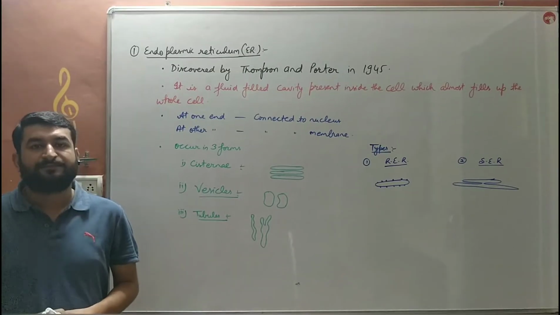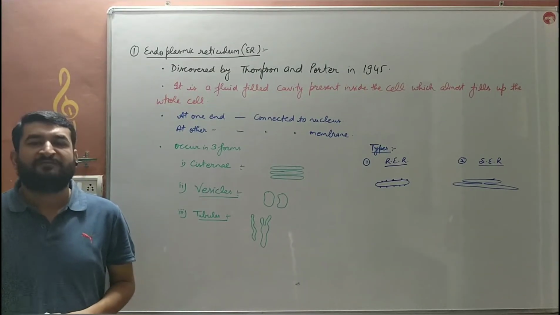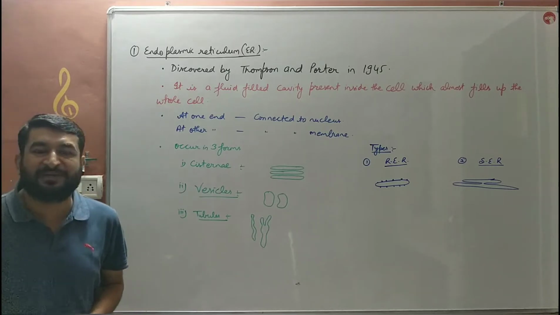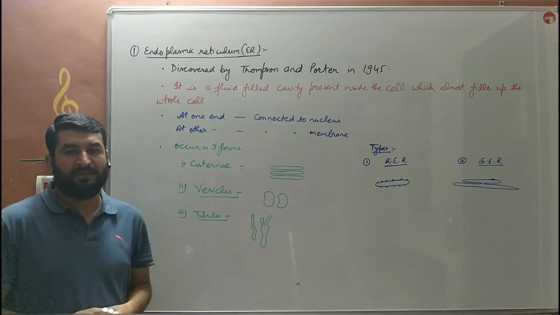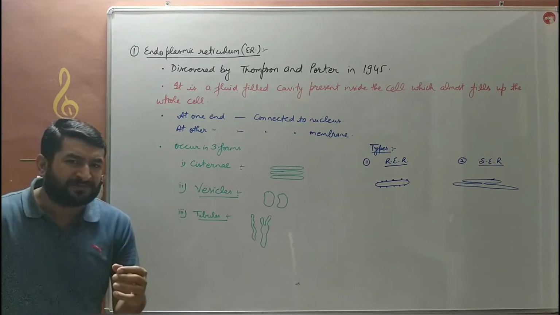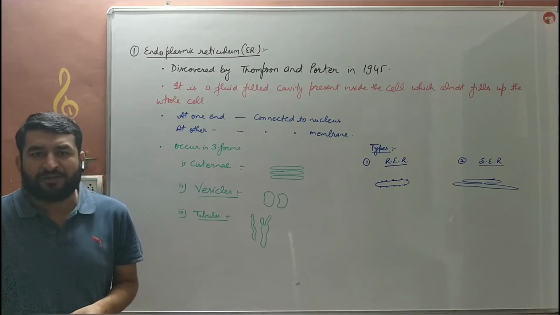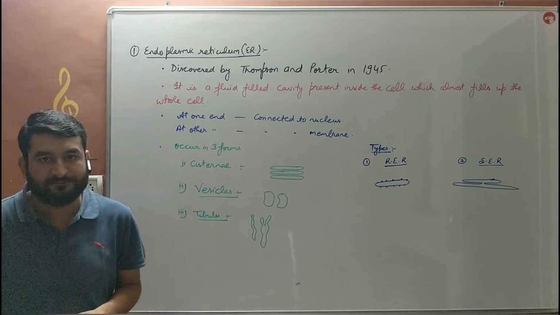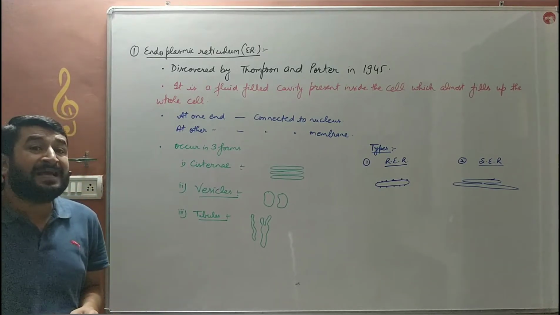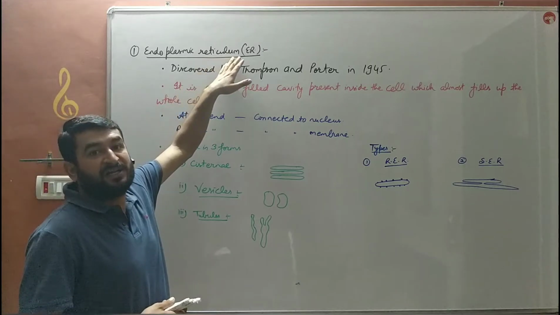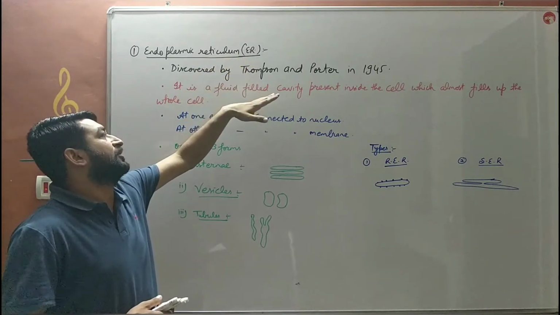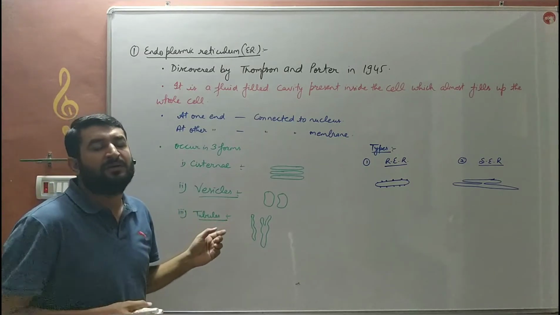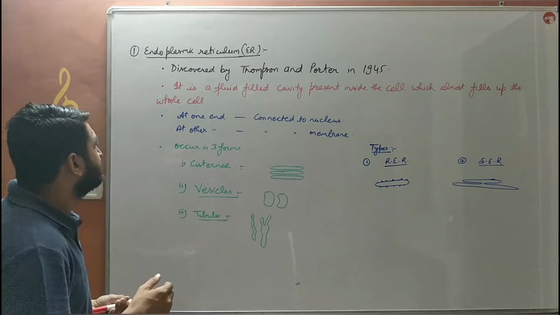Hello children, in this video we will discuss the first cell organelle, that is endoplasmic reticulum. Endoplasmic reticulum was discovered by Thomson and Potter in 1945. It was named as endoplasmic reticulum, ER for short, by Potter. They both independently discovered that cell organelle.